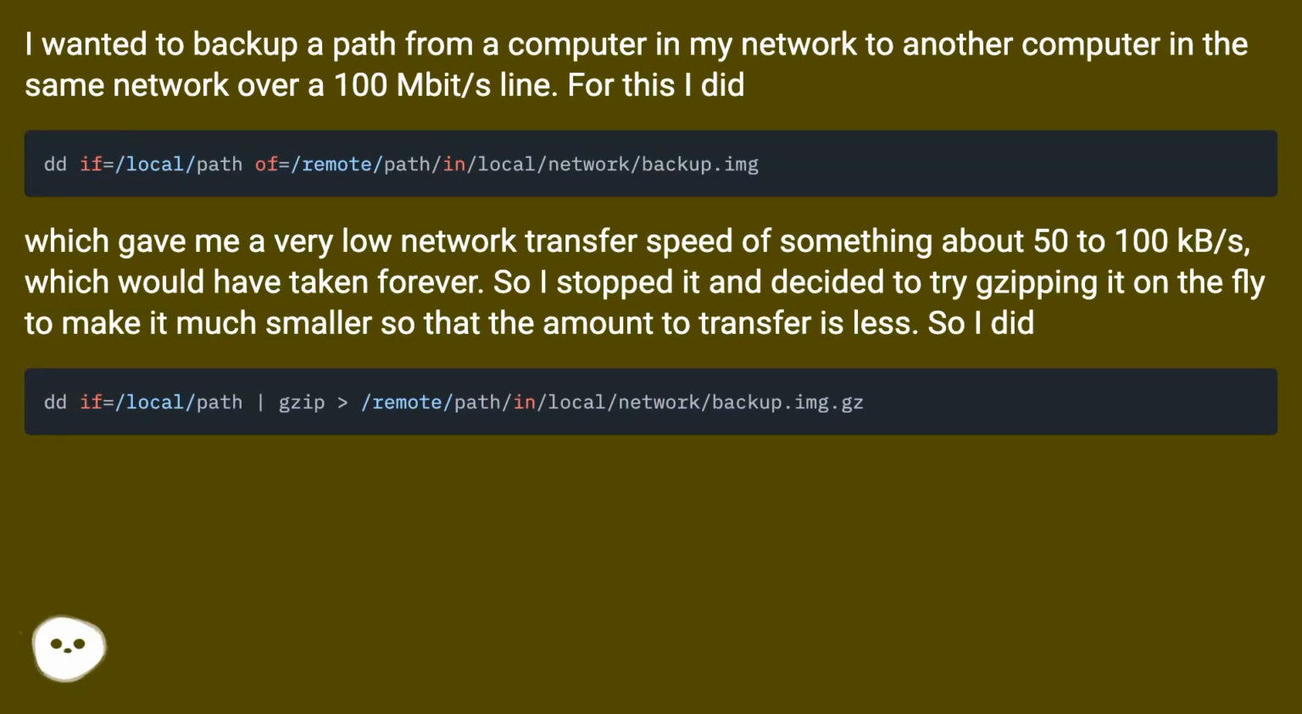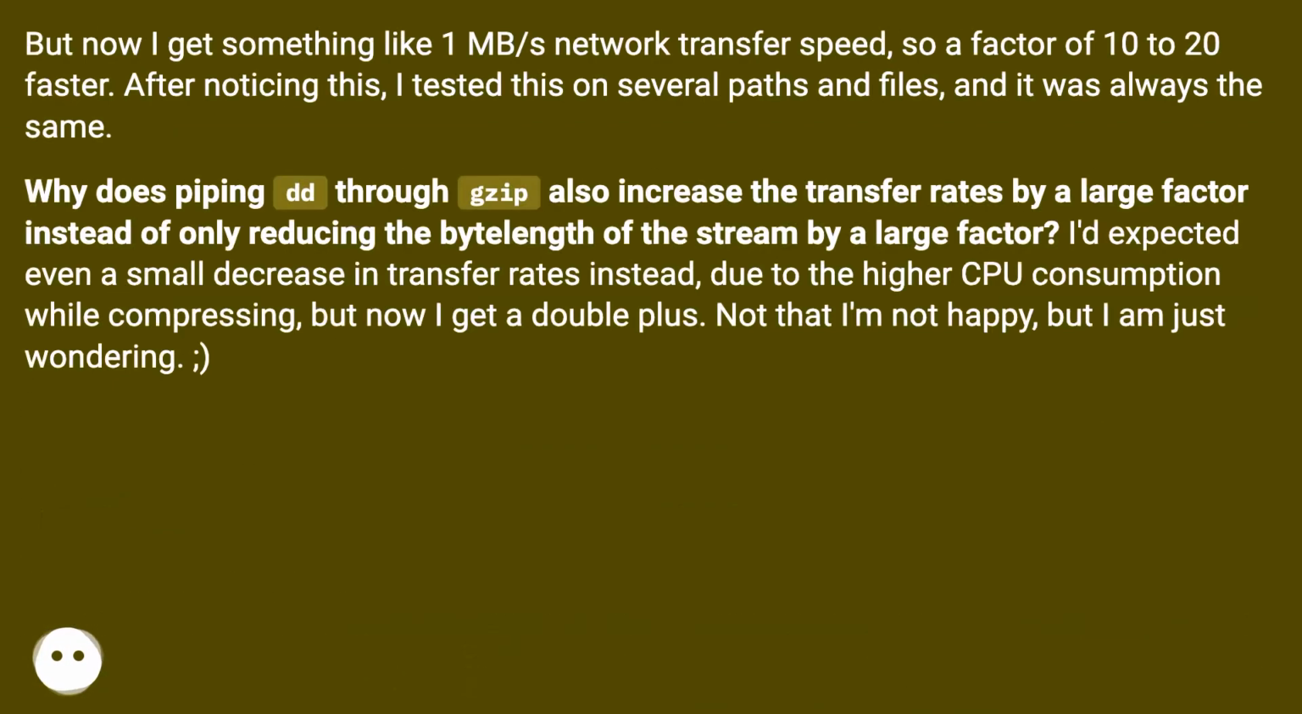which gave me a very low network transfer speed of something about 50 to 100 kilobits per second, which would have taken forever. So I stopped it and decided to try zipping it on the fly to make it much smaller so that the amount to transfer is less. So I did. But now I get something like 1 MB/s network transfer speed, so a factor of 10 to 20 faster.